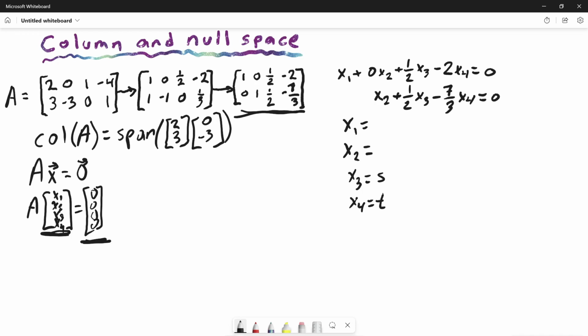So x1 is -1/2 s, since x3 we're plugging in for s, and then plus 2t, since x4 is t. Then for x2, move everything to the other side, we get -1/2 x3 plus 7/3, whoops, sorry, forgot to plug in s, and this is 7/3 t.